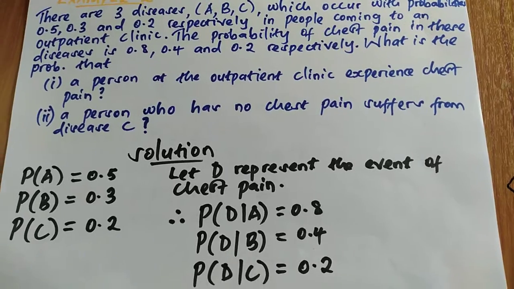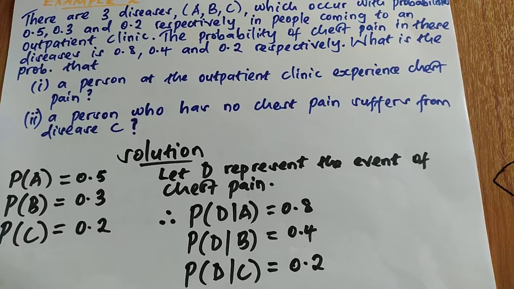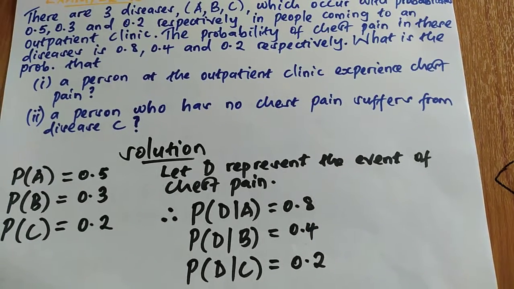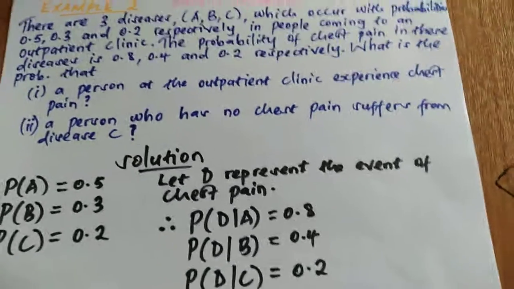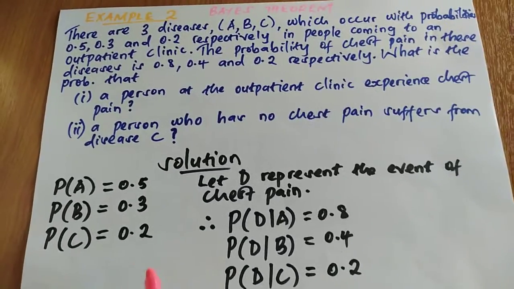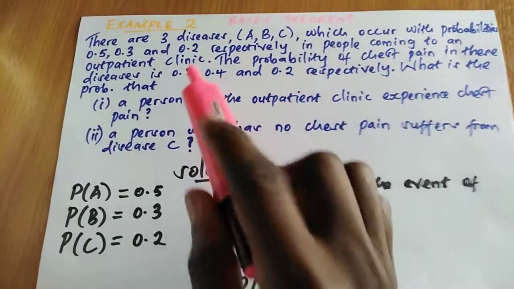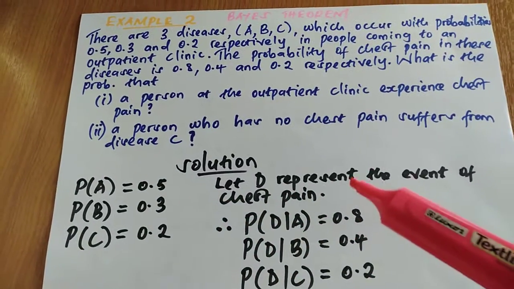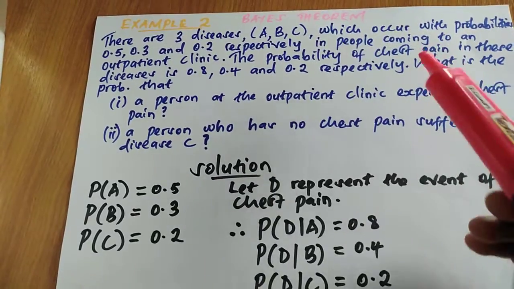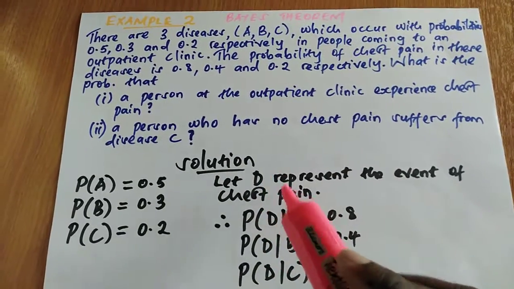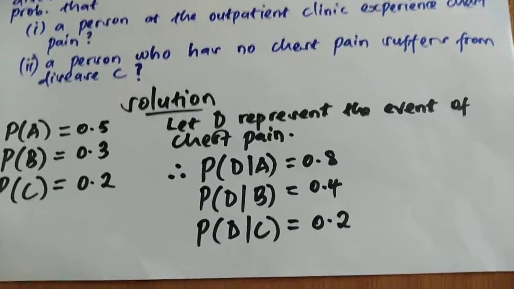And the solution: we are told in the question that there are three diseases, and the probability of disease A is 0.5, the probability of disease B is 0.3, and the probability of C is 0.2. They are just stated directly. And then we have another event of chest pain. So let letter D represent the event of chest pain.